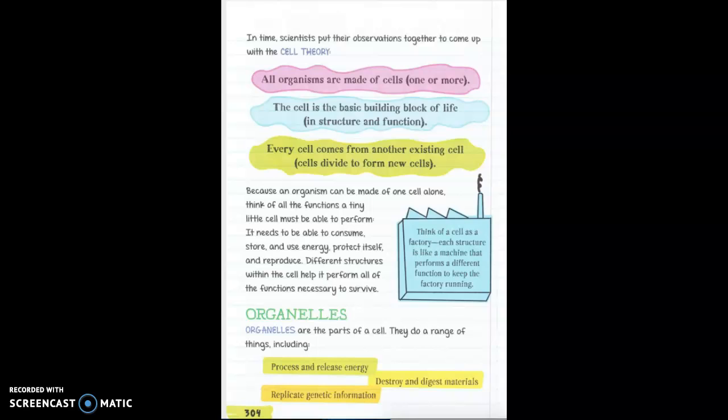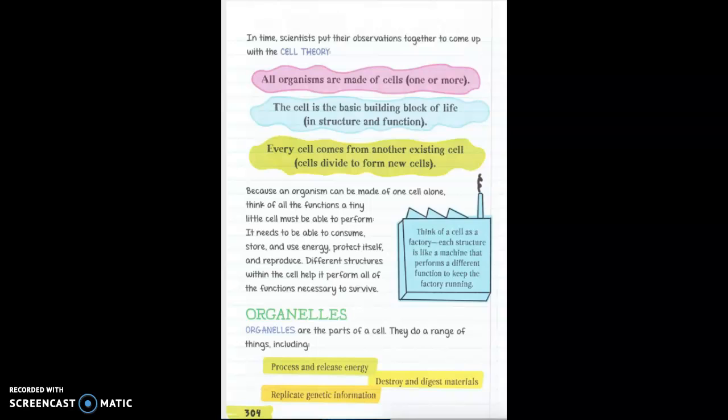Three statements. All organisms are made of cells, one or more. The cell is the basic building block of life in structure and function. Every cell comes from another existing cell. Cells divide to form new cells.